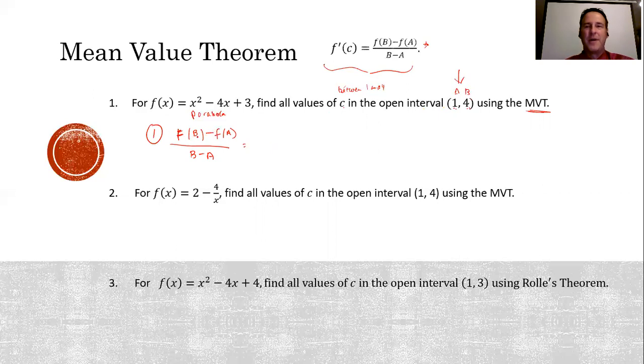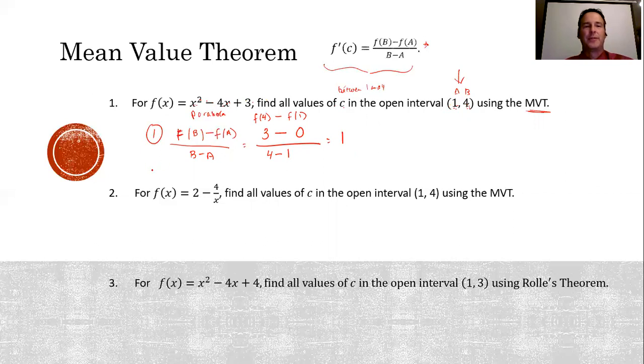So f of B is plug in your 4. When you plug in 4 here, 4 squared is 16, minus 4 times 4 is also 16, plus 3 is 3. And when you plug in 1, that's 1 minus 4 is negative 3, plus 3 is 0. All over 4 minus 1. If you're confused with what I just did, this is f of 4 minus f of 1. And that 3 over 3 gives me 1. So that's step 1.